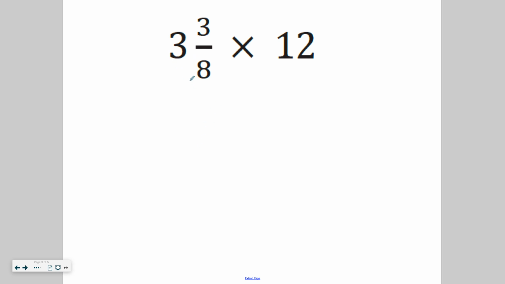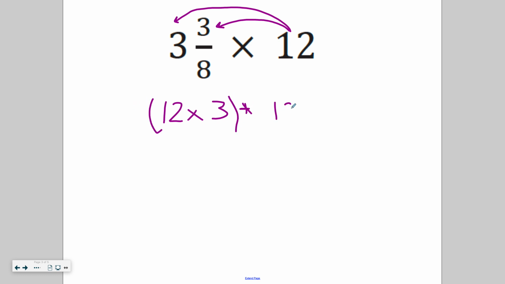So I have 3 and 3/8 times 12. So the first thing we have to do is rewrite this as 2 separate multiplication problems. So I have 12 times 3, oops, I meant plus, sorry, plus 12 times 3/8.